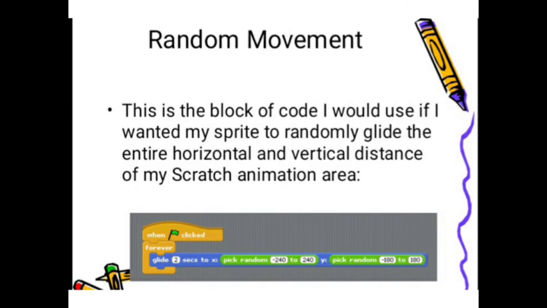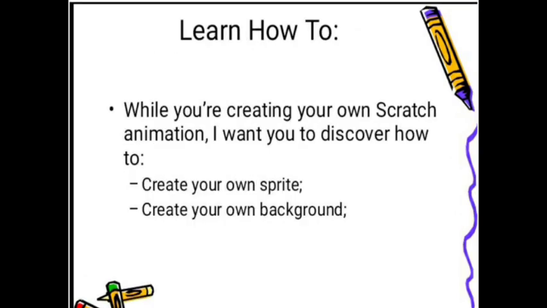Random movement. This is the block of code I would use if I wanted my sprite to randomly glide the entire horizontal and vertical distance of my Scratch animation area. So all about these are the buttons and controls. Now, while you are creating your own Scratch animation, I want you to discover how to create your own sprite and your own background.